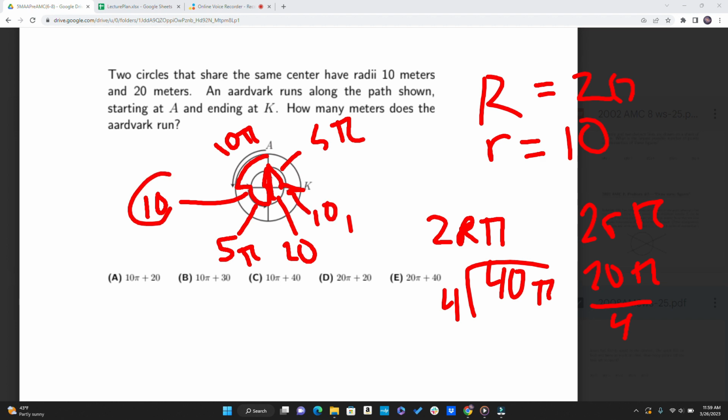So adding that all up, we've got 10 plus 5 pi plus 5 pi, that's 20 pi, plus 20 plus 10 plus 10, that's 40. So the aardvark ran 20 pi plus 40.